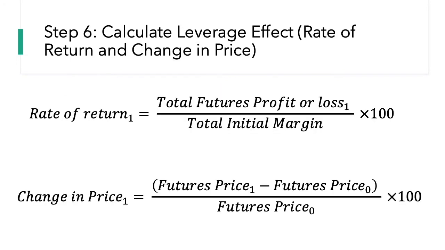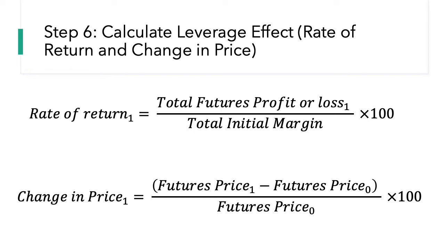And the last step, you need to calculate leverage effect, which means you need to calculate rate of return and change in price. Rate of return day 1 is equal to total futures profit or loss day 1 divided by total initial margin times 100. Change in price is equal to futures price day 1 minus futures price day 0, divided by futures price day 0, times 100. If the question asks you to calculate leverage effect day 3, then rate of return day 3 is equal to total futures profit or loss day 3 divided by total initial margin times 100.